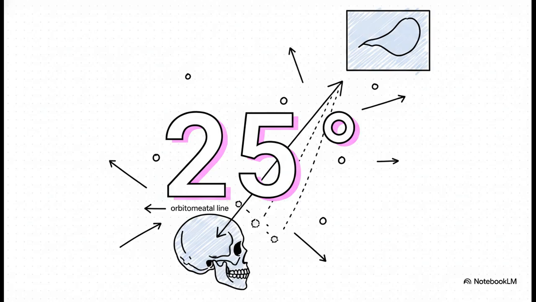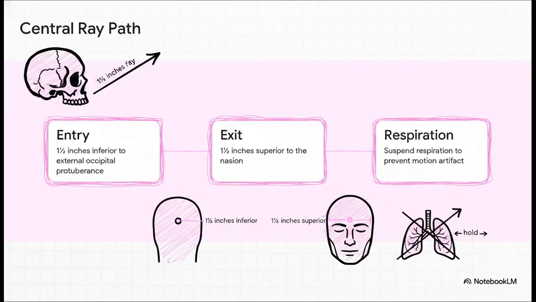Once you've got that orbitomeatal line strictly perpendicular to the IR, your central ray must be directed exactly 25 degrees cephalad to the OML. This is the precise angle required to throw all those facial bones completely out of the way and project the occipital region clearly onto your image receptor. And this brilliantly illustrates the exact geometric roadmap for that central ray.